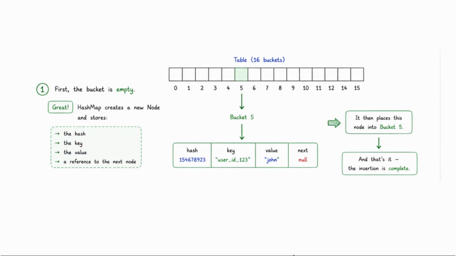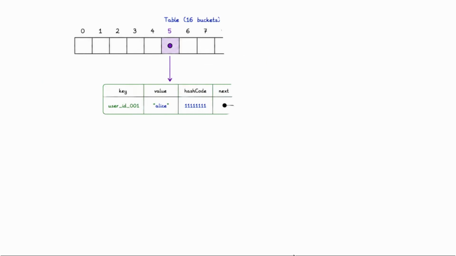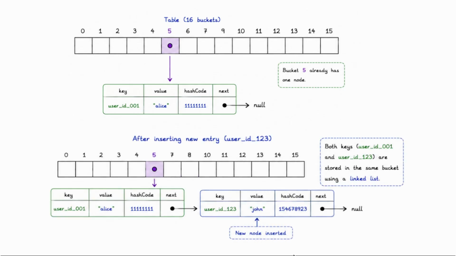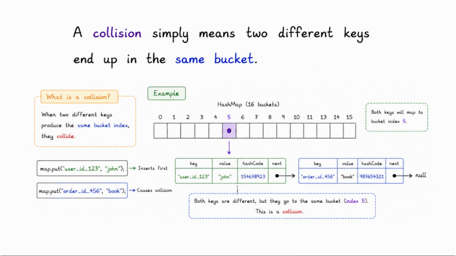The insertion is complete. But what if bucket 5 already contains another node? That means two different keys have landed in the same bucket. This situation is called a hash collision, and now HashMap needs a different strategy to store the new entry. A collision simply means two different keys end up in the same bucket. This is completely normal and expected.